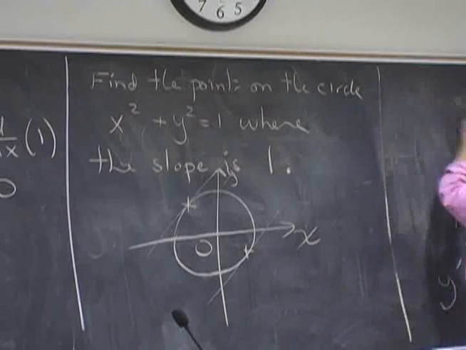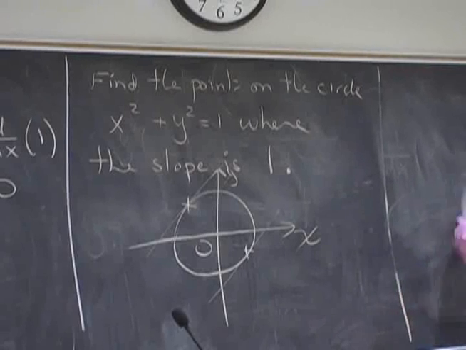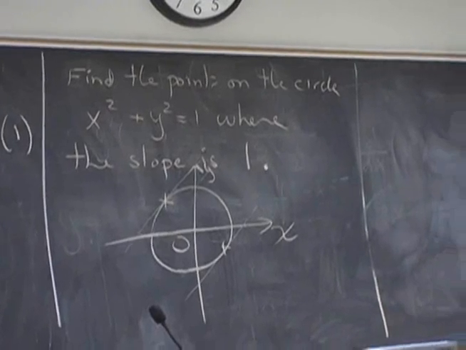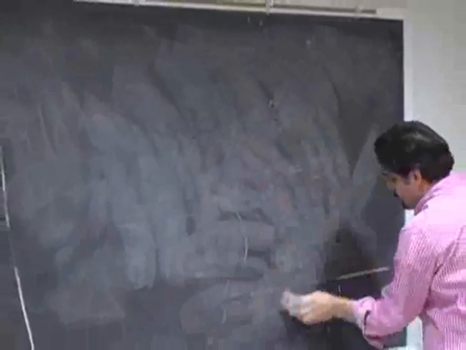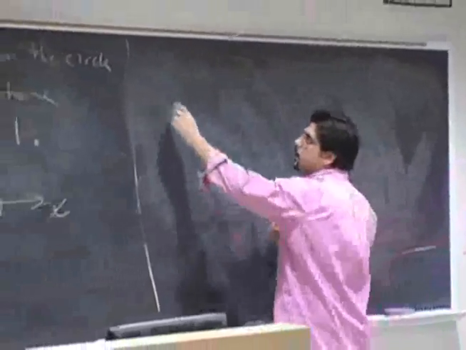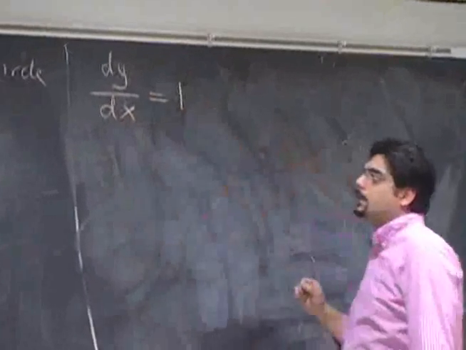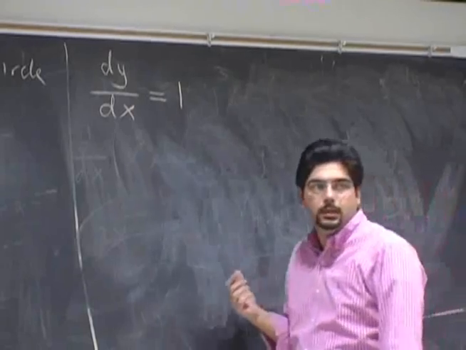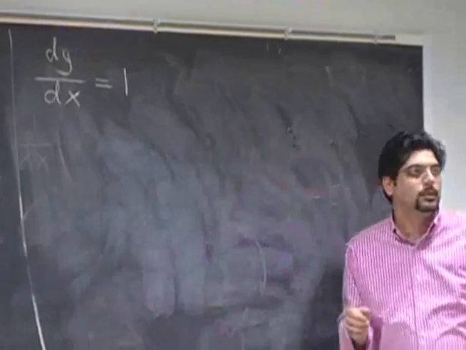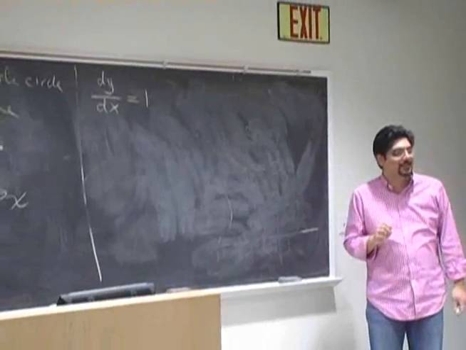So how would we start? So we're going to say that the slope equals 1 in terms of derivatives is saying we want the derivative to be 1. That's what we want, right? You with me? Raise your hand if you're awake. Very good. Some of you didn't raise their hand. That scares me.